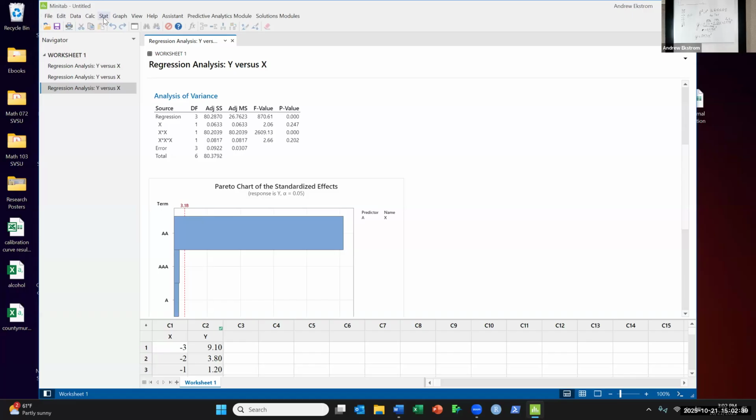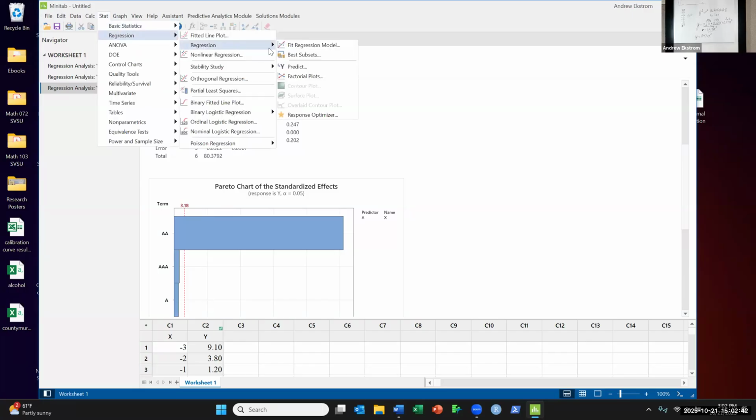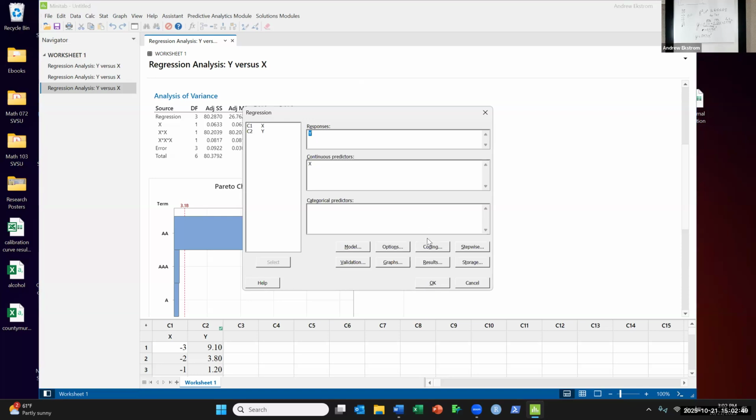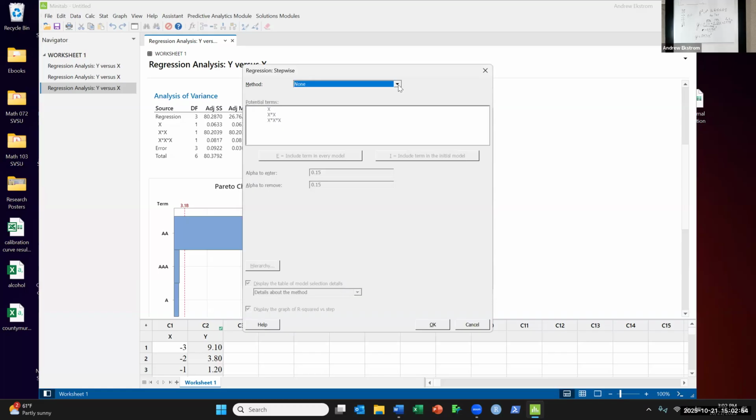If I go back to Stat, Regression, Fit Regression Model again, and I come down here to say stepwise, I'm going to click on Method and say Stepwise. I'm going to leave everything else as it is on here. And then I can just click on OK.